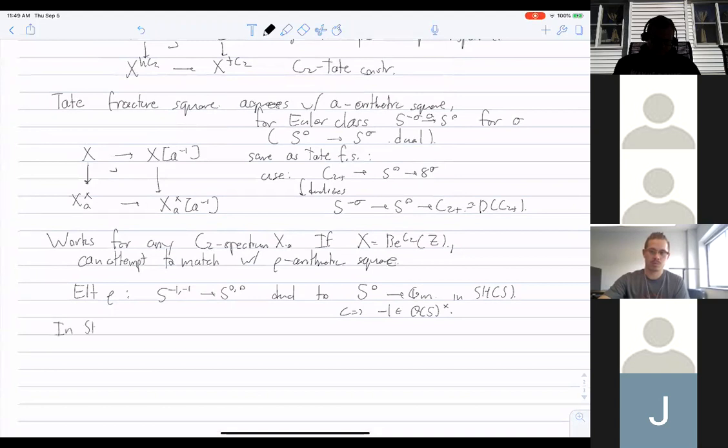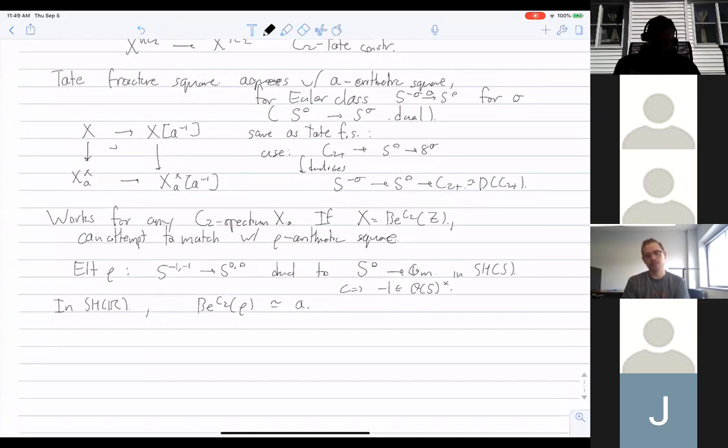Well, in SHR, if I take the C2 Betti realization of that element rho, it's clear that I'm just getting the Euler class A. So the element rho matches up with the element A. The question is then well posed. You can envision the rho arithmetic square formed in real motivic spectra as relating to the A arithmetic square, and thereby furnishing a method of calculation.